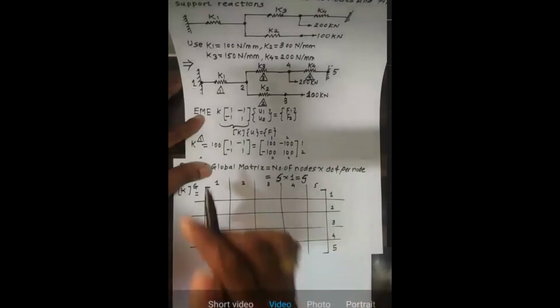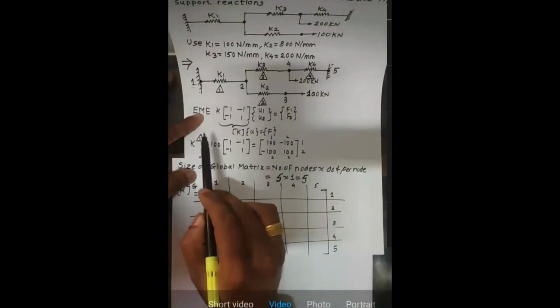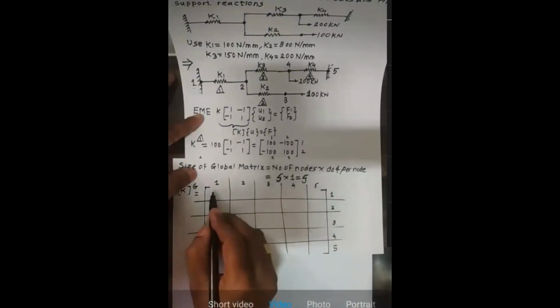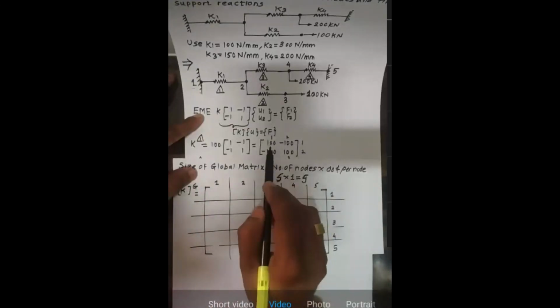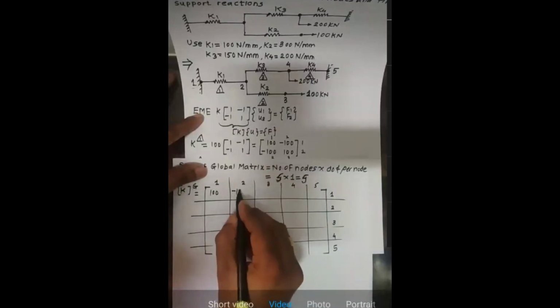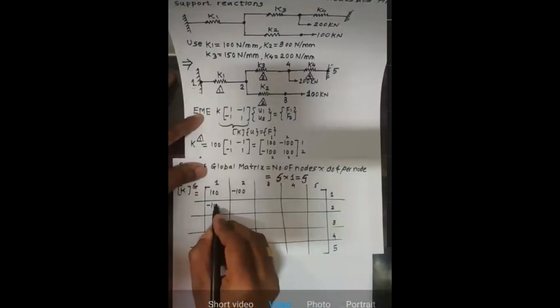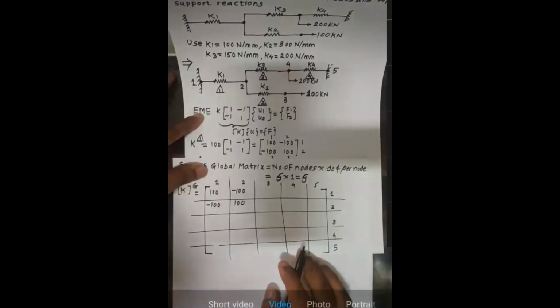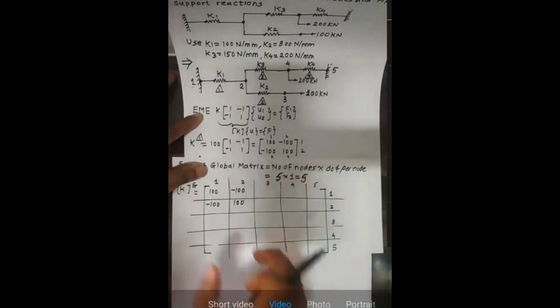Now let's start with K1, the element stiffness matrix of element number 1. It is 1, 2, 1, 2. So just get the starting point. What is the starting point? It's 1, 1. So at location 1, 1, you have 100. Just beside that, it is minus 100. Here you will get minus 100, and here you will get plus 100, right? See this one. Just pick that matrix and place it here.